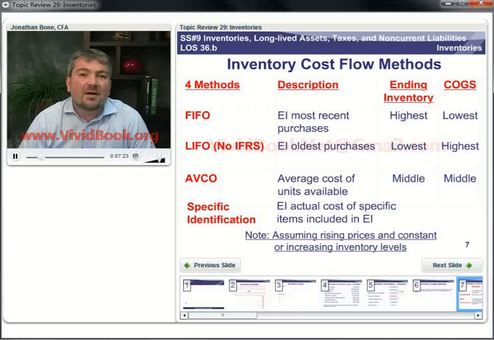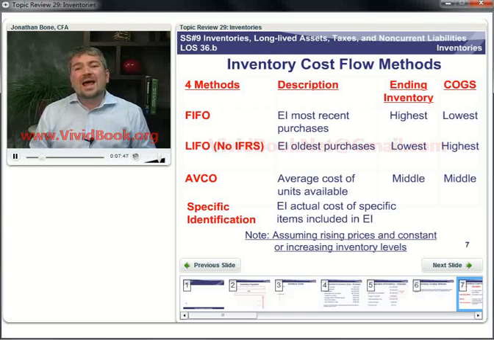Now, AVCO, or average cost, says I've got no idea whether I've sold old or new items. They all look the same. So what we're going to try and do is work out a standard cost, if you like. What we do is we take our beginning inventory plus our purchases, and we divide through by the number of units represented there. And then we're going to value our ending inventory at that standard cost and our cost of goods sold at that standard cost. Because you're essentially valuing at an average cost of your purchases during the year, your ending inventory and your cost of goods sold should always be somewhere between FIFO and LIFO.